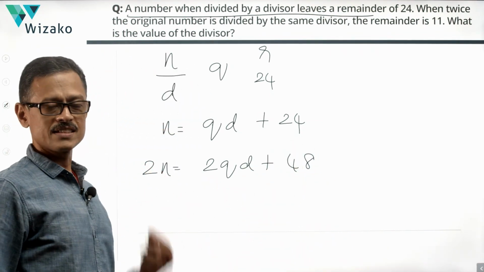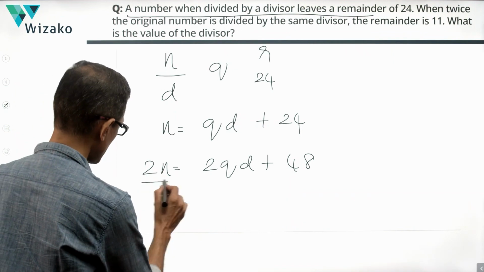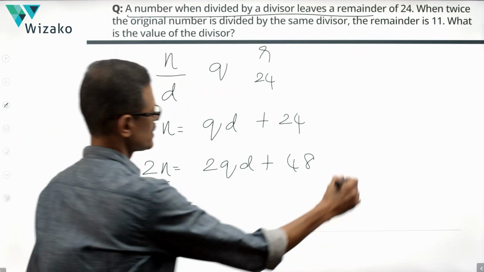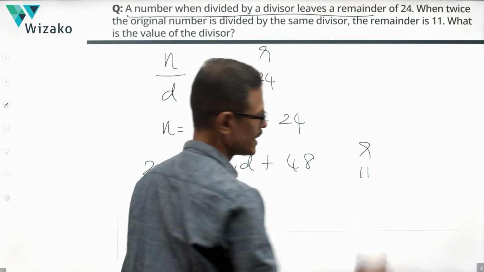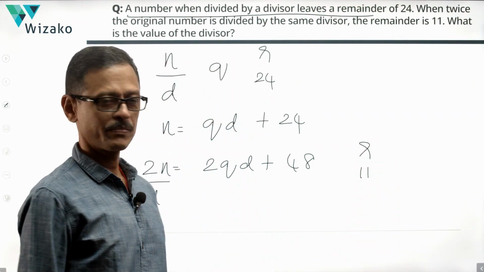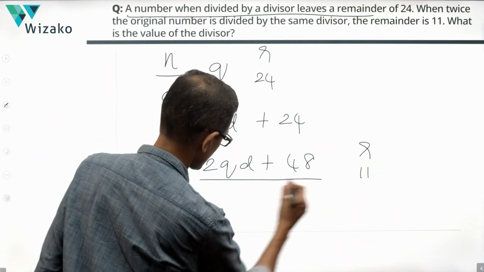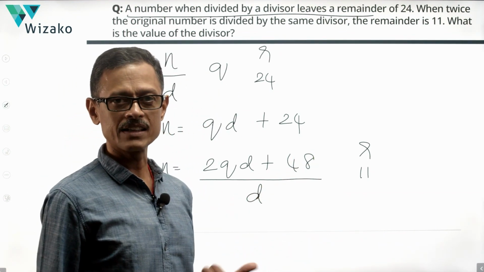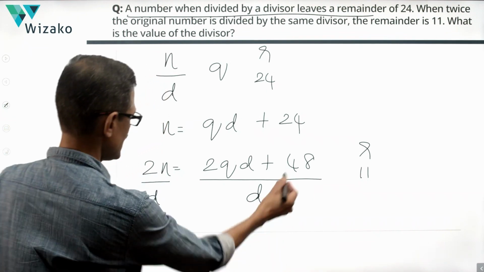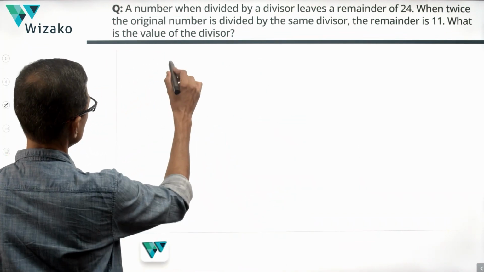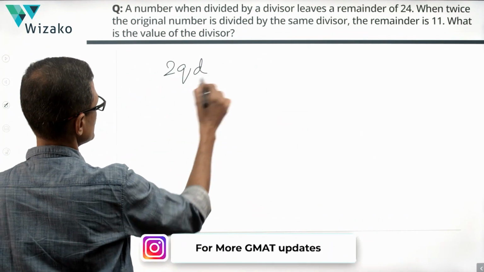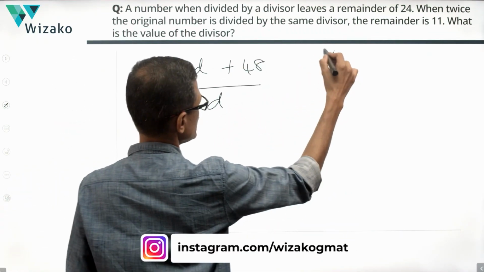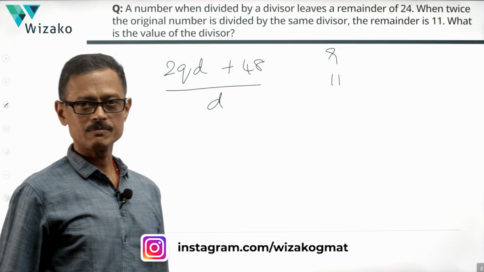When twice this number is divided by the same divisor, the divisor remains unchanged. The remainder for this division is equal to 11, is what they are saying. Let's divide this right hand side also by d. This is going to leave us with some quotient and a remainder which is equal to 11. Let's just focus on this part alone: 2qd plus 48 is divided by the divisor to leave us with a remainder which is equal to 11.